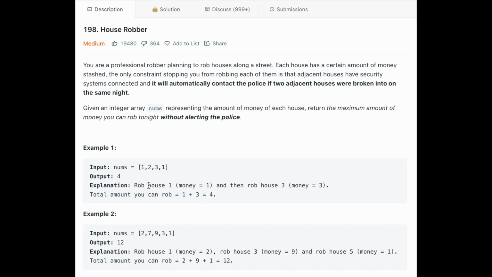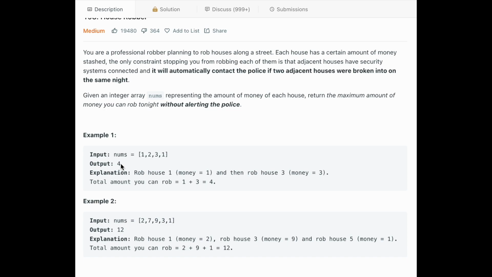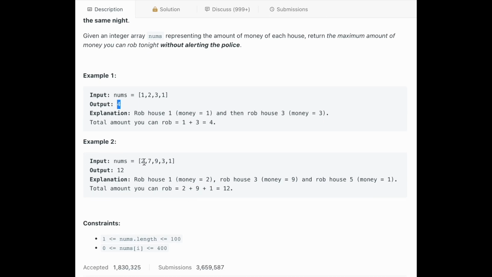So in this case, we are robbing house 0. I am treating it as 0 because I am using 0 indexing. So house 0 and house 2, that will result in the money of 4. And in the second example, they are robbing houses 1, 3 and 5, so this is houses 0, 2 and 4. This one will result in 2 plus 9 plus 1, which is 12.